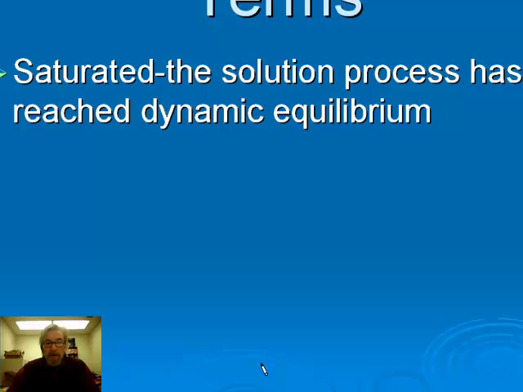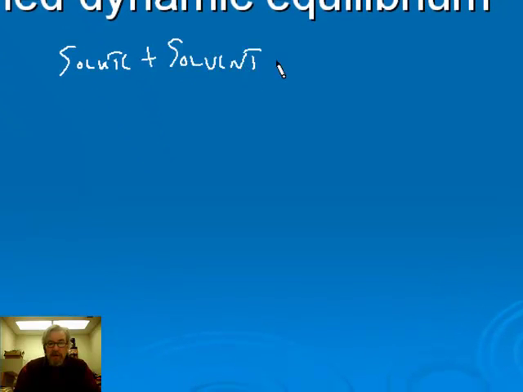Saturated is another term that you hear when you're talking about solutions. Saturated means that the solution process has reached a dynamic equilibrium. So what's happening in the solution formation is that you have solute and you have solvent, and the solute and solvent go together and they make solution. But anybody who's ever dissolved sugar in iced tea, for example, realizes that eventually you can't dissolve any more sugar in the tea. And so this process is reversible and it reaches dynamic equilibrium. When that happens, you have what's called a saturated solution. In other words, this means the maximum quantity of solute possible is dissolved in the solvent.